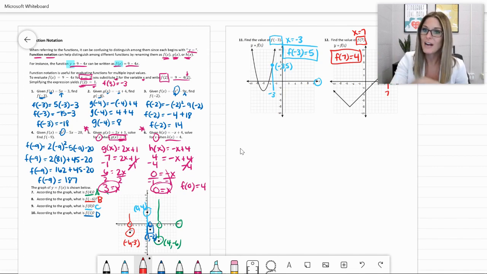We can also use it with graphs, whether it's points or whether it is continuous graphs like on number 11 or 12. I hope that helps, guys, with function notation.